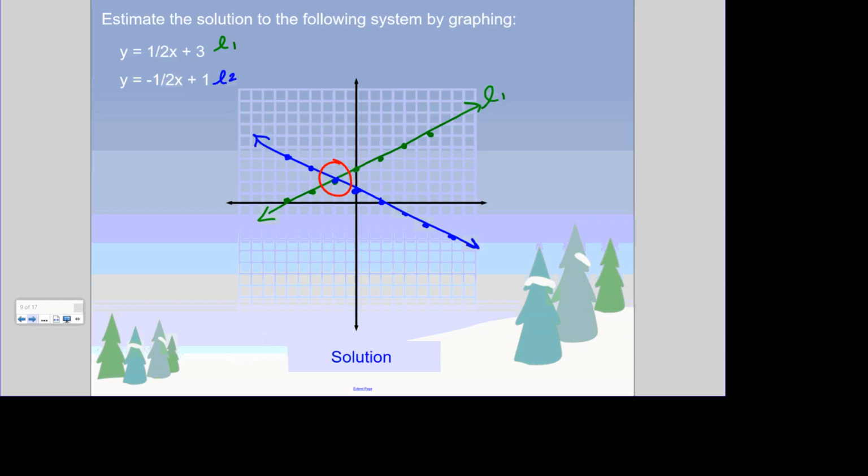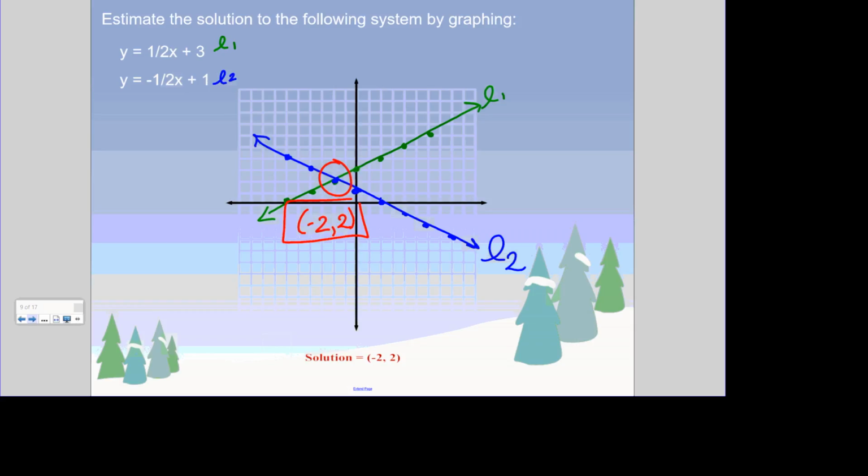Hopefully, as you're plotting this, you noticed that this point right here plotted on top of the first line's point. So that point right there is our point of intersection, meaning that that is our solution to the system. So finally, to write the solution, we count out that this is left 2, up 2, meaning the solution is the point (-2, 2). And this point is the solution to this system.